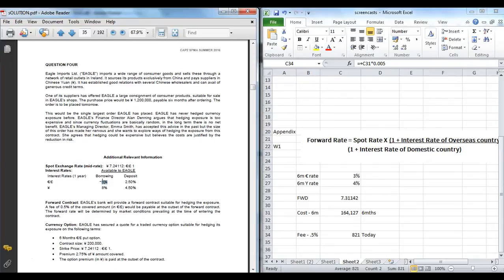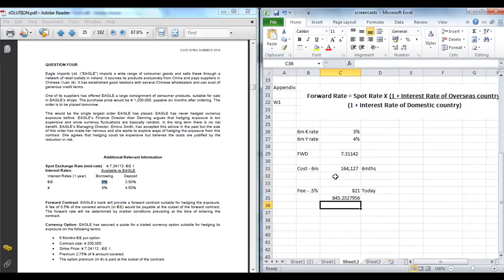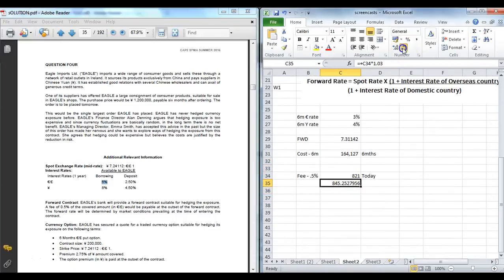And the whole logic is you can't really add these two figures together, because one, that's the outflow in 6 months time, this is an outflow today. So to bring it forward, we do 821 times 1.03. I'd bring it forward by 6 months interest, which is 3%. So it's going to be about 845. Okay, so about 845 is the total fee.